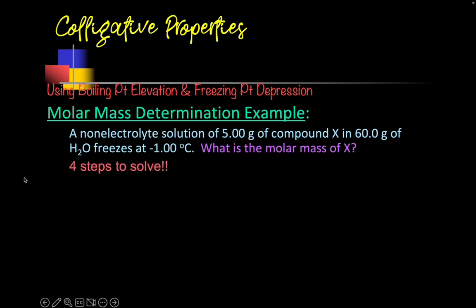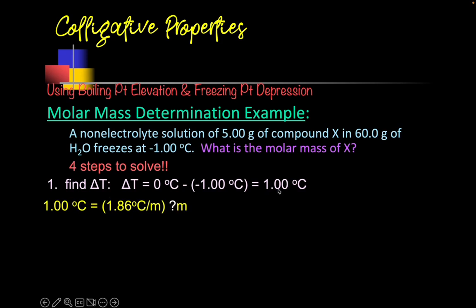So there's really 4 steps to solve. As long as you have this data, here's the 4 steps you'll always use. Start by finding the change of temperature. We know that water freezes at 0 degrees, and you've changed the temperature. Now it freezes at -1. So the change of temperature is 1 degree Celsius.